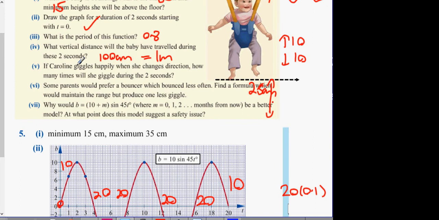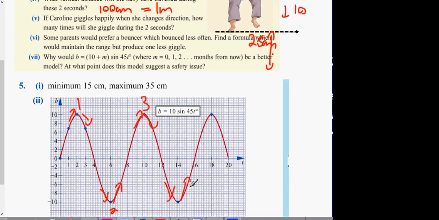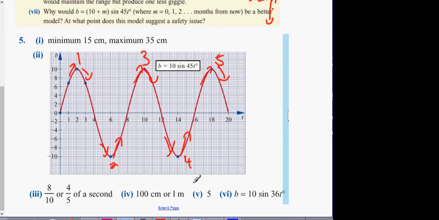If Caroline giggles happily when she changes direction, how many times will she giggle during the 2 seconds? Okay, so what happens here is she changes direction. She's going up, now she's going down. 1. Going down, now going up. 2. Going up, going down. 3. Going down, followed by going up. 4. Going up, followed by going down. 5. She giggles 5 times during the 2 seconds. One very happy baby. Now, 5 times, okay? Next one.